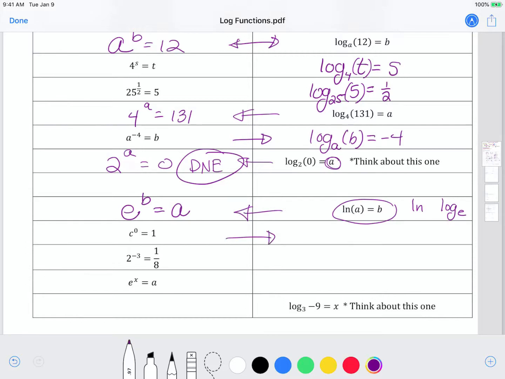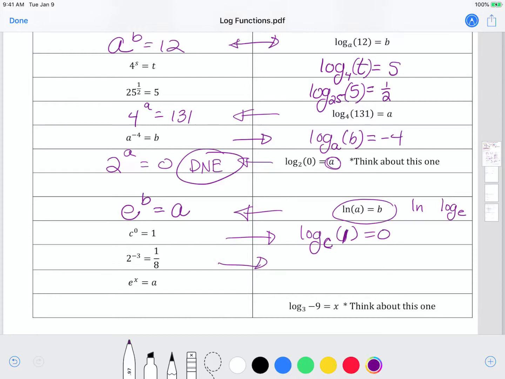Okay, now going from exponential to log form. My base is c, so I'm going to have log base c. My exponent is 0, so I'm going to set it equal to 0. And I'm going to plug in 1 for my log. Log base c of 1 is equal to 0.